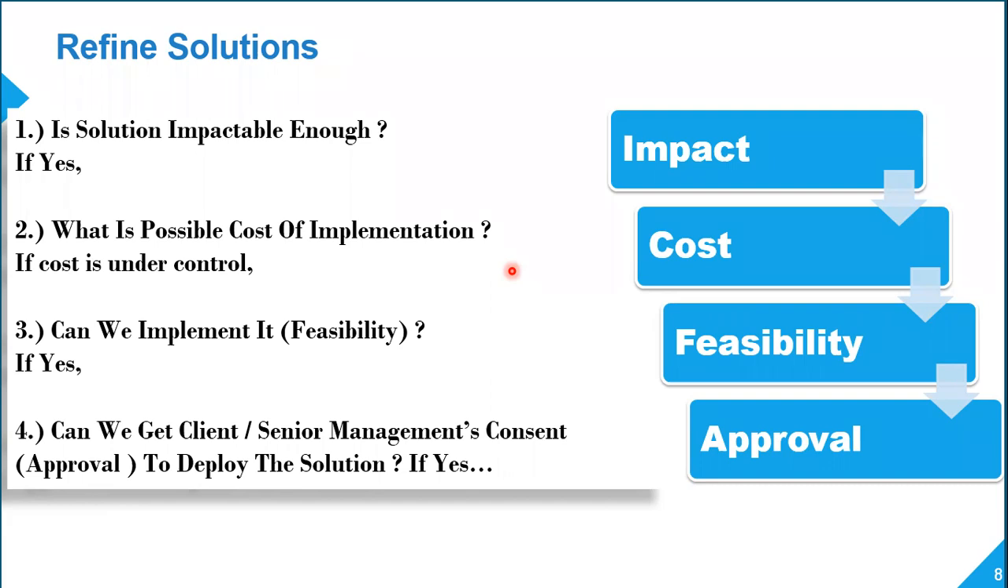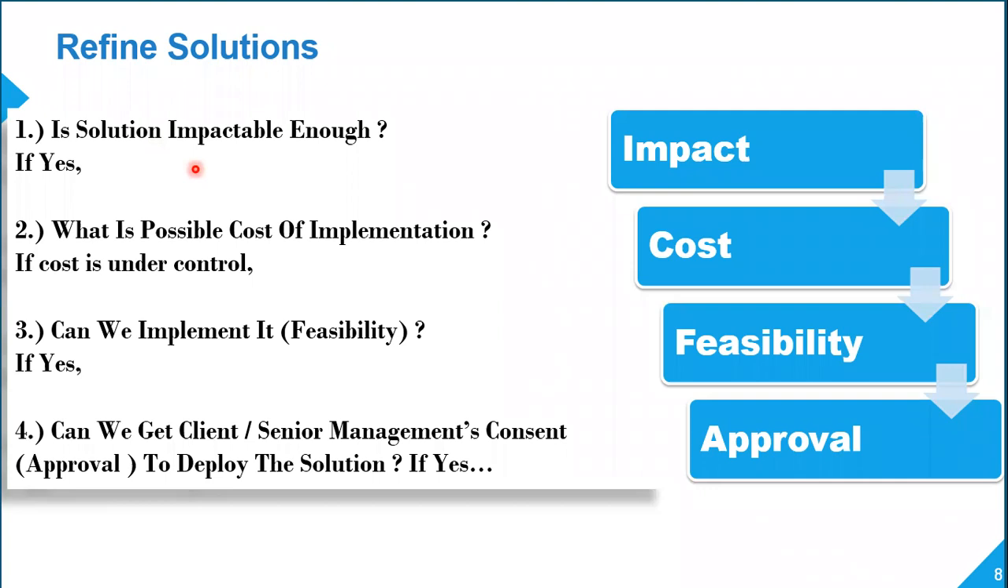Each of those columns will ask these four questions. So these are the four different scanners, and each and every solution is supposed to go through these four scanners. Question number one, or scanner number one, would be: is this solution impactable enough? That question will be asked, and the team in discussion is supposed to answer it.